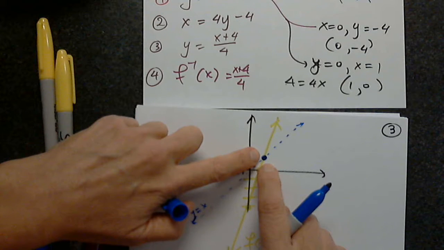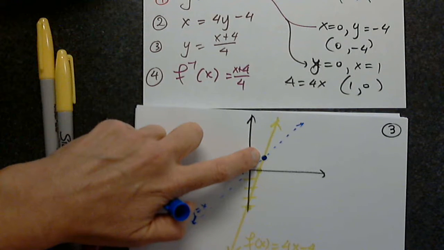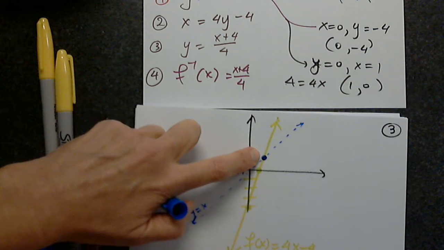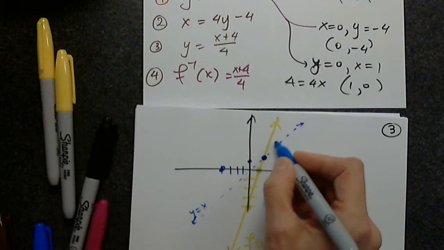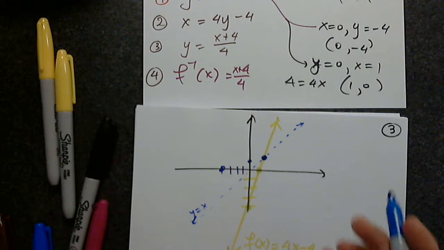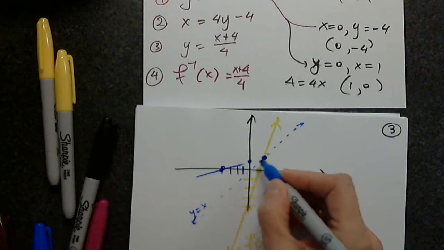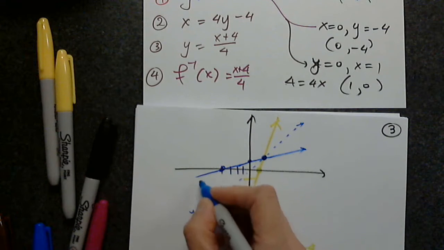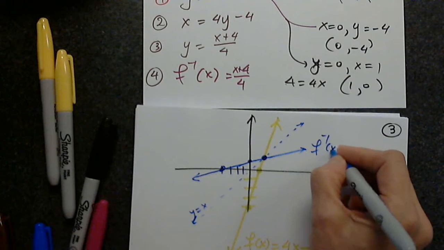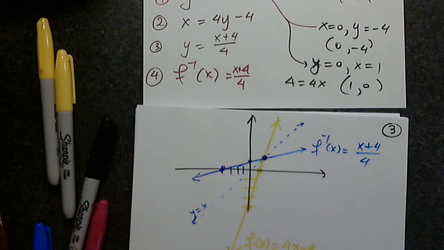because all points on this line are (1, 1), (2, 2), (3, 3), (4, 4), (5, 5). Reverse (4, 4), you get (4, 4). Reverse (1, 1), you get (1, 1). So if a point on this line is part of the function, it will also be part of the inverse. Mandatory. So this is f inverse, which is (x + 4) divided by 4. Please keep this in mind.